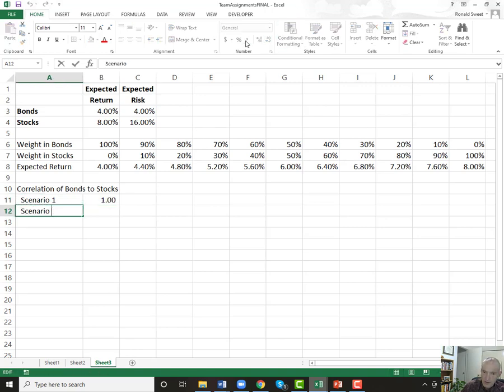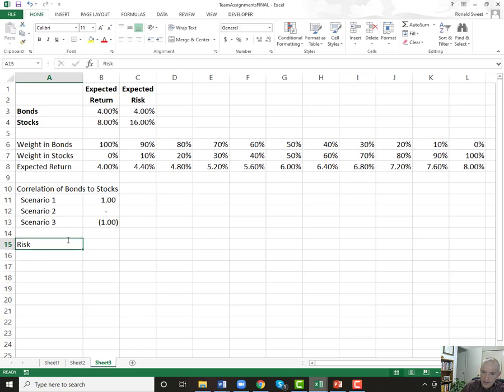My scenario 2 is that they're uncorrelated. And my scenario 3 is they're perfectly negatively correlated. When stocks are up, bonds are down, and when bonds are up, stocks are down. We'll talk about this correlation because that's going to be an important concept. And so what is my risk?